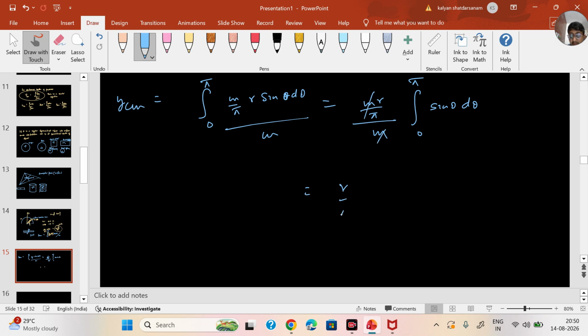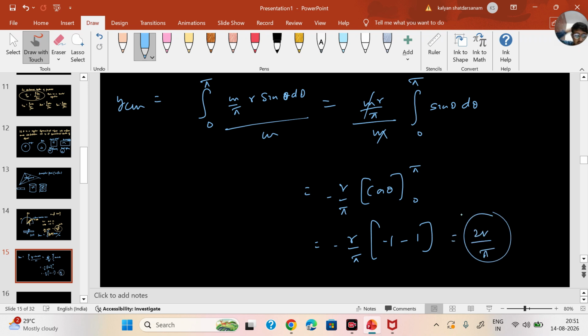So I am left with r by pi. Integral sine is minus cos theta. And if you put limits, cos pi is minus 1, minus cos 0 is 1. First put upper limit, minus put lower limit. So you get 2r by pi. So the y coordinate of center of mass is at 2r by pi.